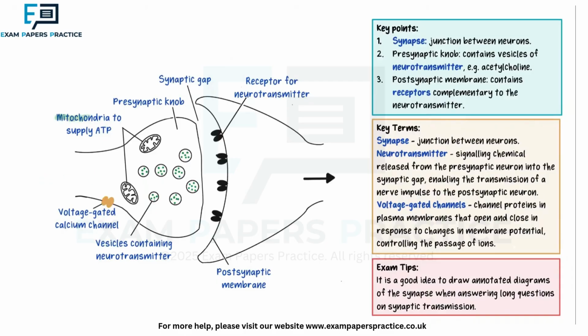There are many mitochondria in the presynaptic knob, as ATP is required for nerve impulse conduction. There are calcium ion channels found in the membrane of the presynaptic knob. These are another type of voltage-gated channel, and so are opened and closed by changes in membrane potential. These are vesicles containing a signalling chemical called a neurotransmitter. An example of a neurotransmitter is acetylcholine, found in cholinergic synapses.